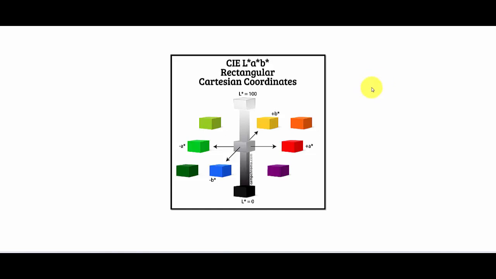So the three values that we have in Lab are lightness, the A-axis, where negative A is green and positive A is red, and the B-axis, where negative B is blue and positive B is yellow. So we can ask Photoshop to remap the photo into this color space and we can control the photo by these three channels. That's the goal. That's what we're going to do.